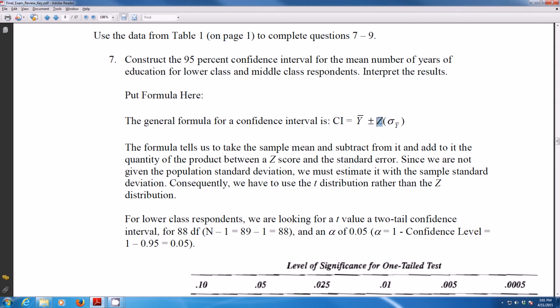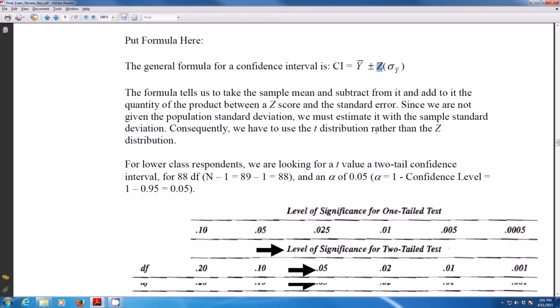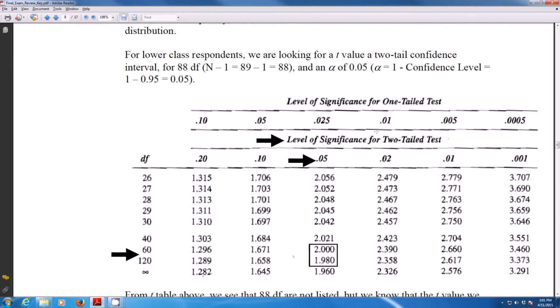And so we can't use a z-value, we have to use a t-value, because we're introducing additional sampling error that the t-value correctly takes into account. And so we have to find the t-value corresponding to our degrees of freedom, our alpha level, and the fact that we're using a two-sided confidence interval. And so we'll look at a portion of the t-table here.